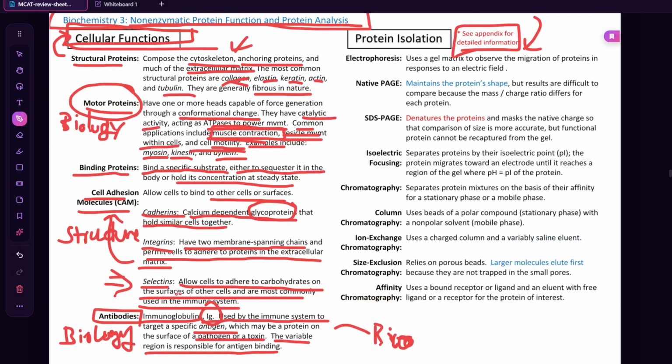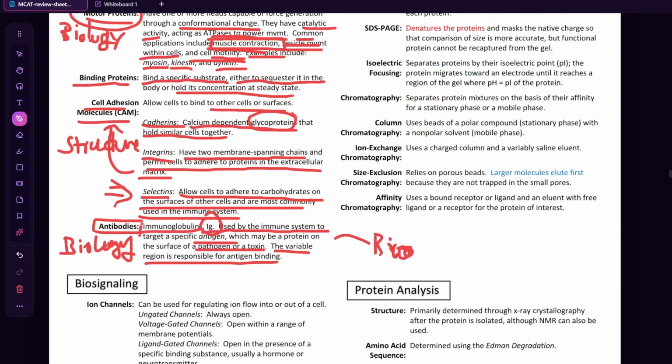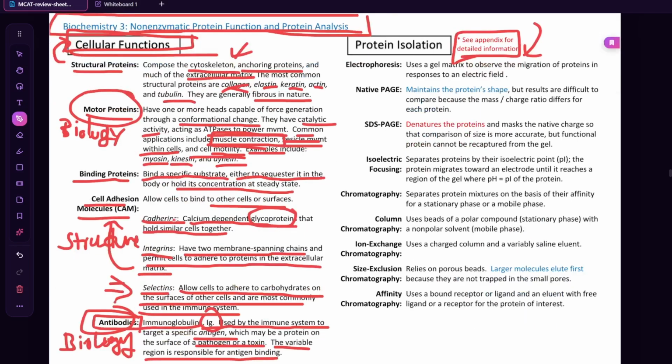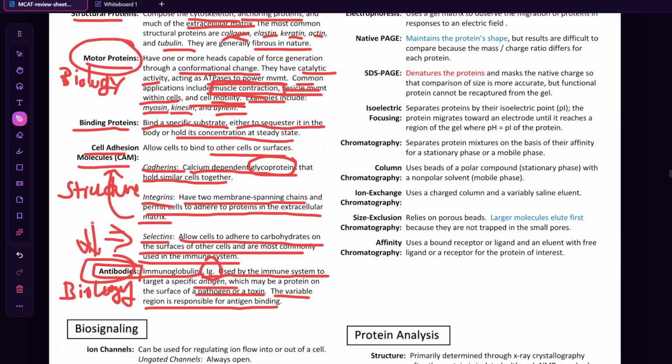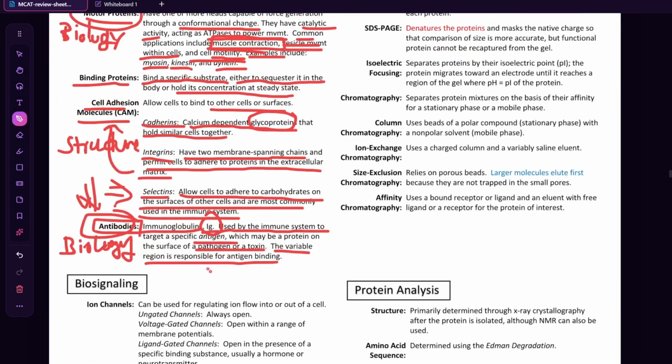So those are different proteins in your body and their function. So antibodies, again, are proteins, and this is their function. And this should be reviewed from bio. But the new light that it's shedding over here in biochemistry is that antibodies are specifically proteins, and they're a type of protein that have this function.